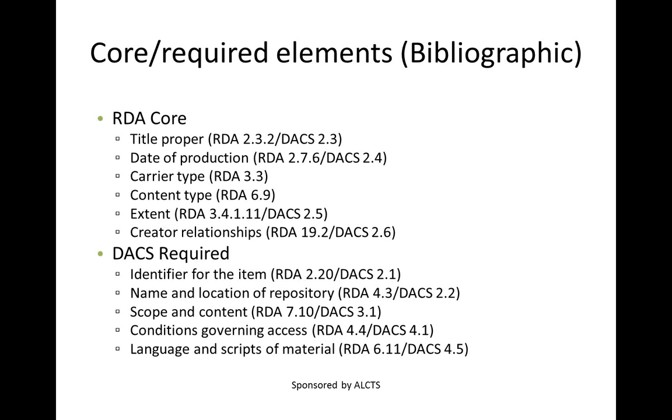So today, because of our limited time, I'd like to focus on elements in the RDA core and DACS required lists. As you know, RDA includes a set of core level elements, and for archival materials, those included are listed here. However, DACS also includes a set of what are termed in the second edition of DACS as required elements. Some of these duplicate those listed in the RDA core, but I've listed out the additional requirements at the bottom of this list on the slide.